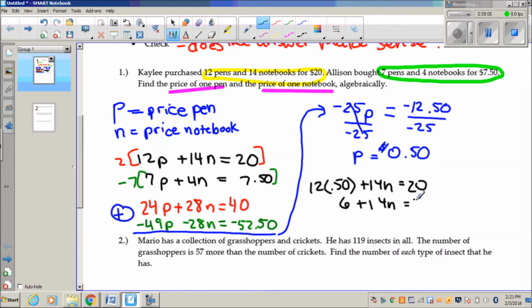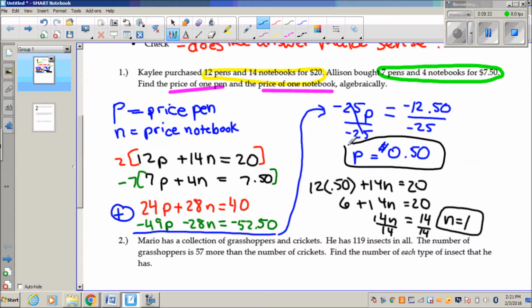This part we know is simple. I'm going to subtract 6 from both sides. I get 14n equals 14. And then when I divide by 14, I get n is equal to 1. So what I've learned here is that the pens cost 50 cents each and the notebooks cost $1.